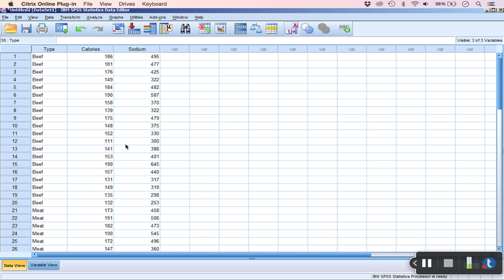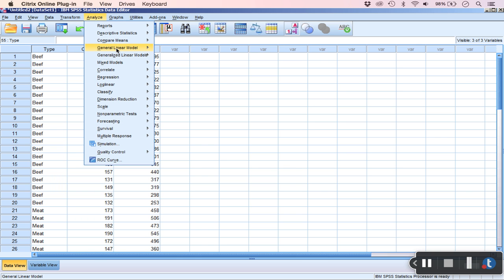We could do the same thing but sub out sodium, or we could do a multivariate analysis and test both of those at the same time. So the research question would be, do both calories and sodium differ significantly in terms of different types of hot dog? So to actually run the MANOVA, it's under our Analyze menu.